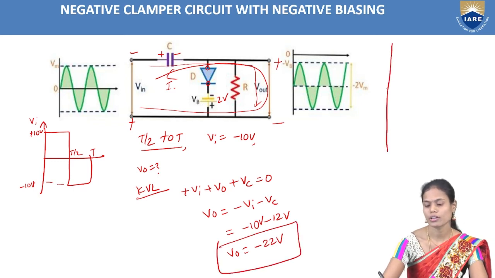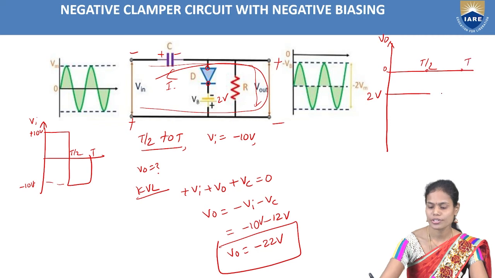So if we draw the overall output voltage waveform, we will get it as from 0 to T by 2, it is minus 2 volts. And from T by 2 to T duration, it is minus 22 volts.